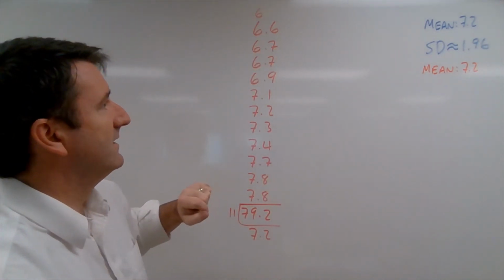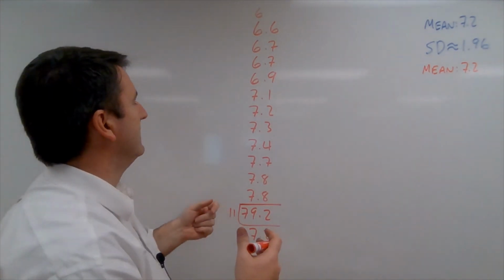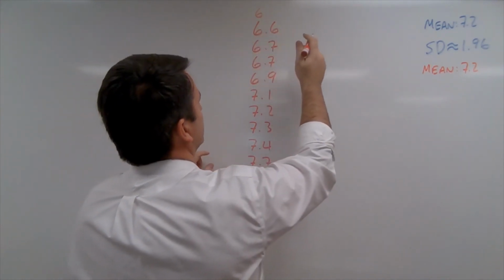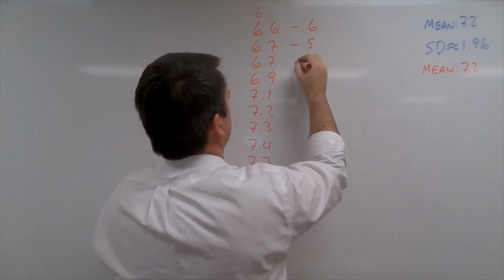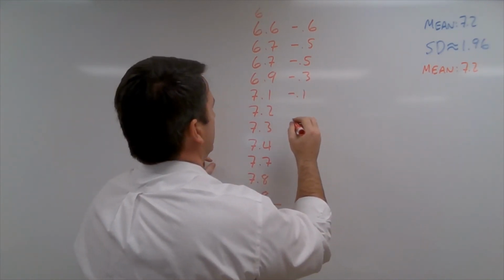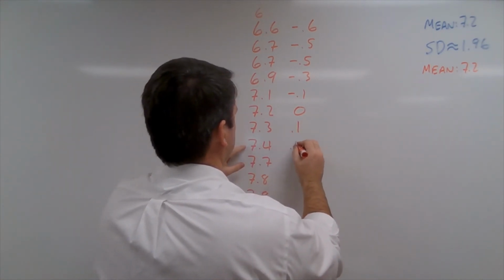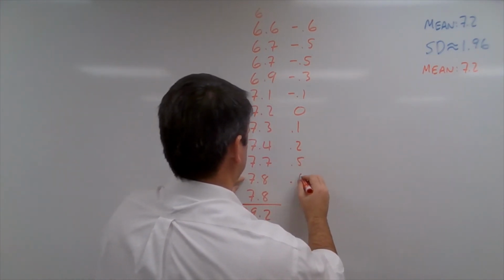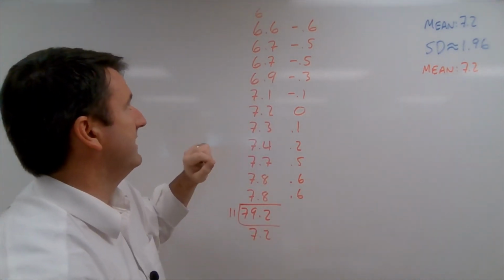Now let's take the mean and subtract that from each of the data values to find the deviations from the mean. So subtract 7.2 from 6.6, we get negative 0.6, and negative 0.5, negative 0.5, negative 0.3, negative 0.1, 0, 0.1, sorry, 0.2, 0.5, 0.6, and 0.6. So those are the deviations from the mean for each of these data values.